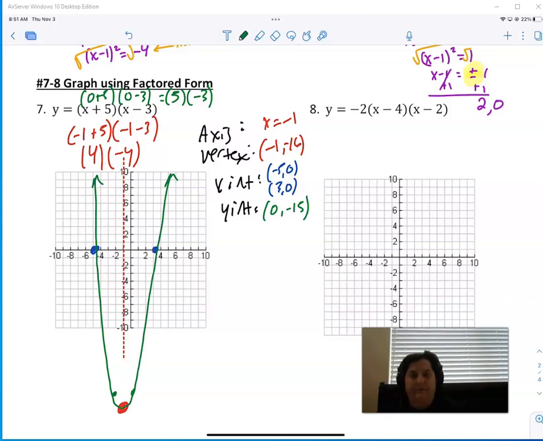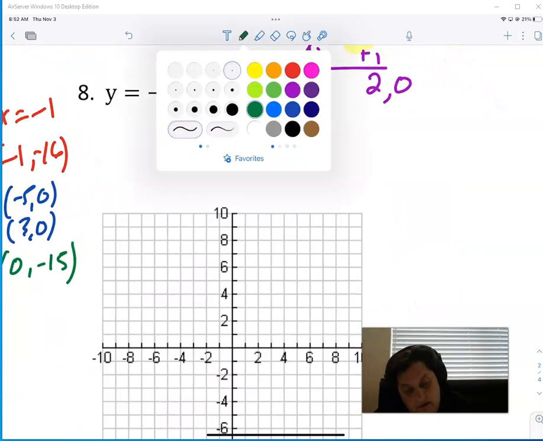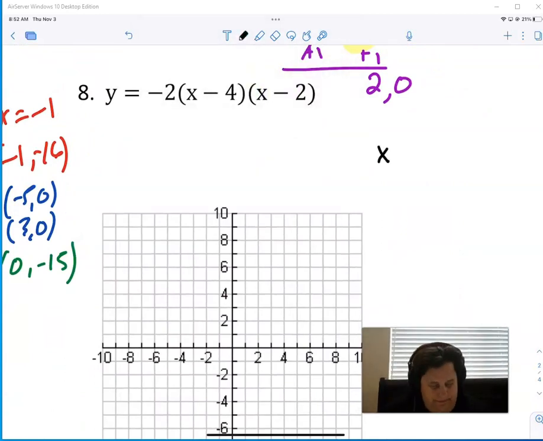All right, cool. One more factored form, and we'll look at some factoring examples.